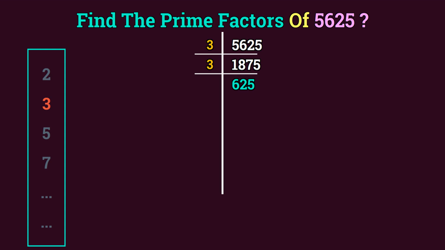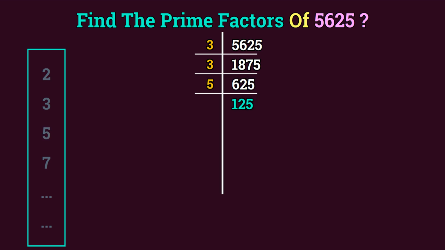Dividing 625 by 5, which equals 125. So 625 divided by 5 equals 125.